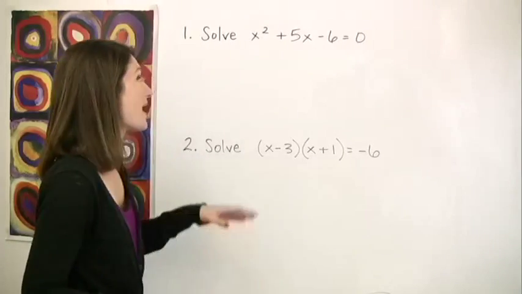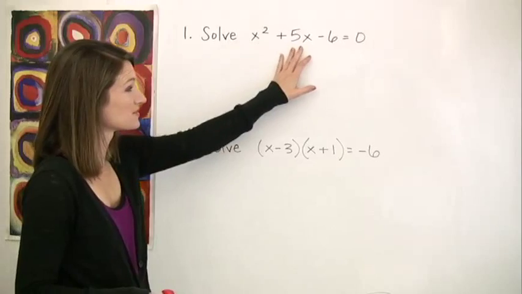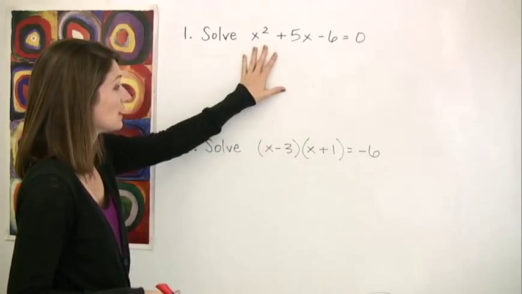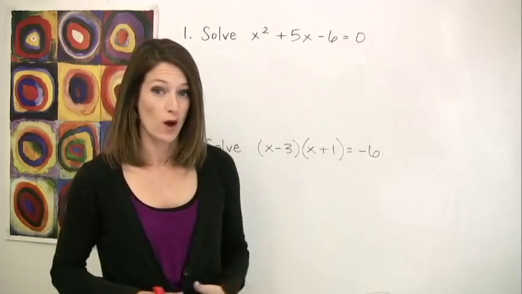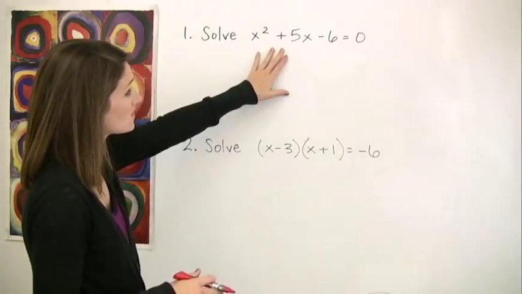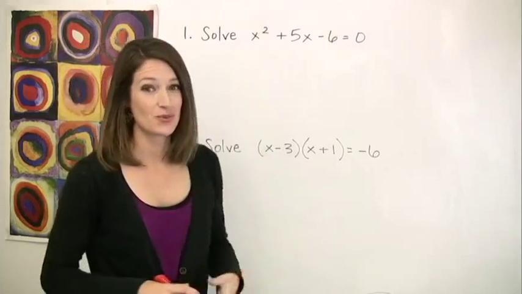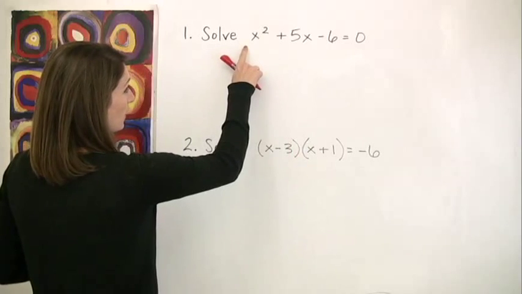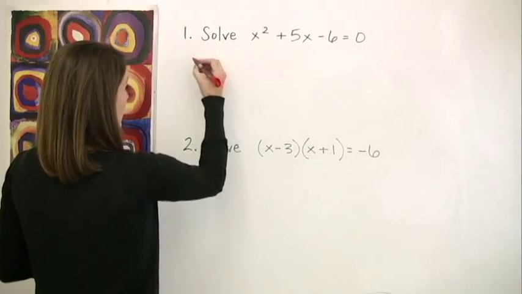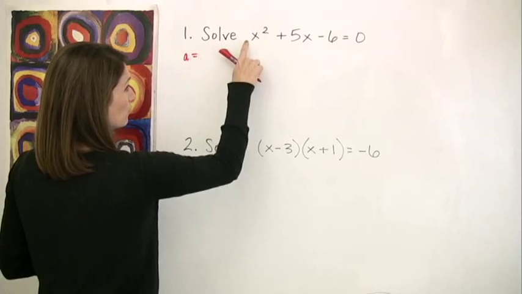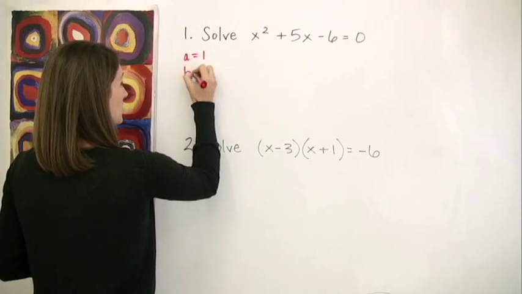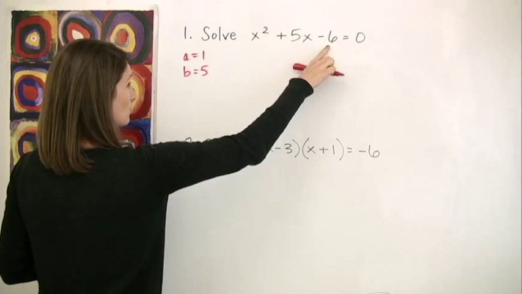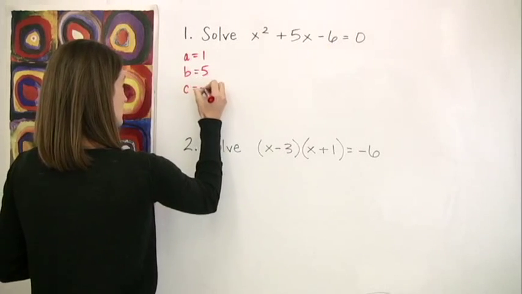Okay, this first problem asks us to solve x squared plus 5x minus 6 equals 0. So this equation is already in standard form for a quadratic equation. And we could solve it by factoring, but let's see what it looks like if we use the quadratic formula. So first, let's identify our coefficients. For a, we have a coefficient of 1. For b, our coefficient is 5. And c, our coefficient is negative 6.